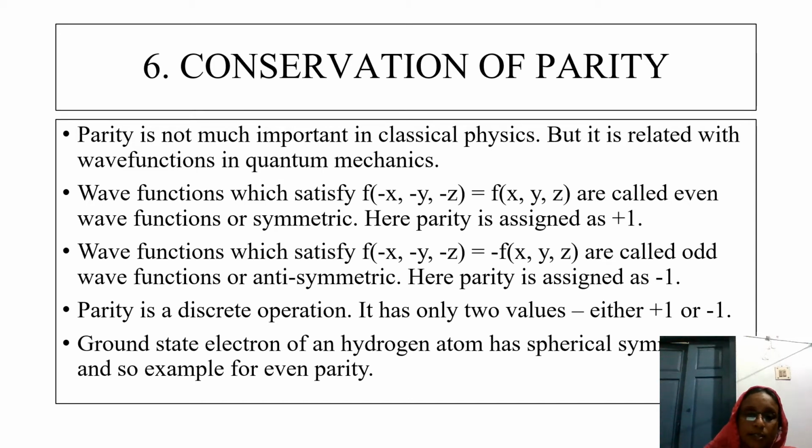At the same time, wave functions of the form f of minus x, minus y, minus z equal to minus f of x, y, z are called odd wave functions or antisymmetric. Here parity is assigned as -1. This parity is a discrete operation and it has only two eigenvalues, +1 and -1. Now, the ground state electron of a hydrogen atom has spherical symmetry, and so this is an example of even parity.